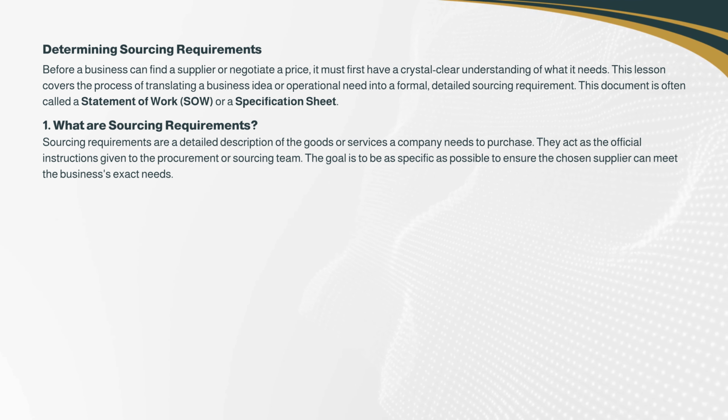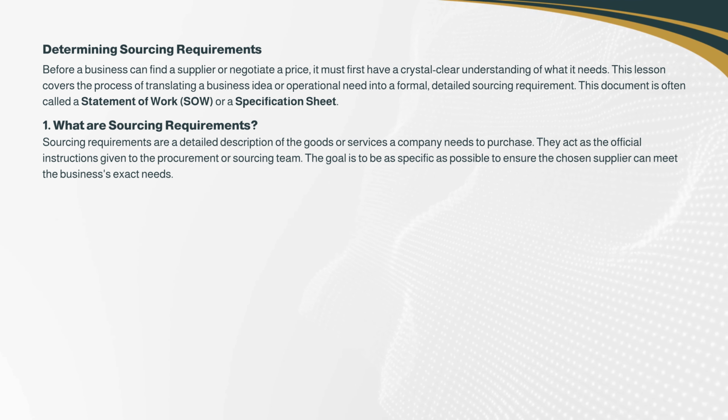2. Key categories of requirements. Determining your needs involves looking at several key areas. Functional requirements. What must the product do? Example: a coffee mug must keep a beverage hot for 2 hours. Technical requirements. What are the physical or performance specifications? Example: the mug must be made of ceramic, hold 12 ounces, and have a diameter of 3 inches at the base to fit in a car cup holder.